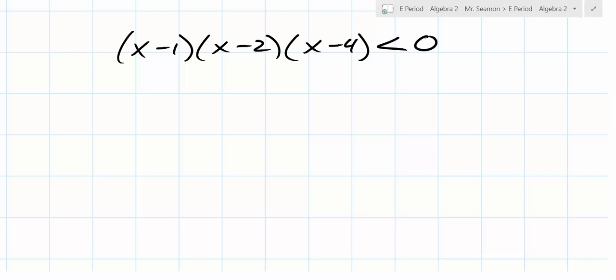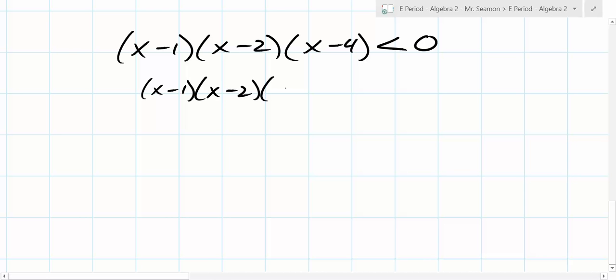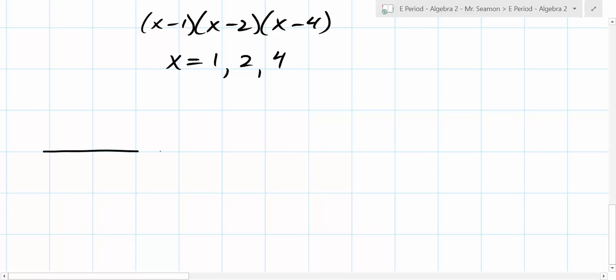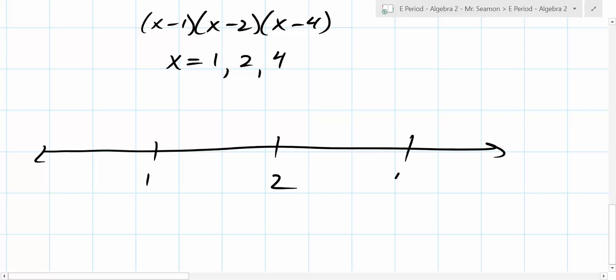No. So in this case, if you were to solve the equality, Jen, what are all the x values? X is equal to 1, 2, and 4. So you take your number line, and what do you put on it? 1, 2, and 4. This is the x value, and you're looking for the f of x. Is it positive or negative?